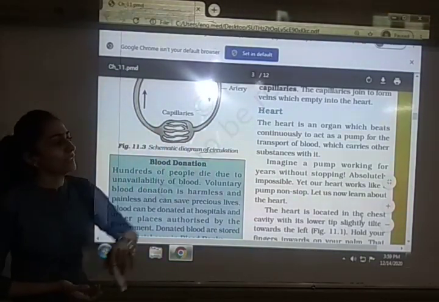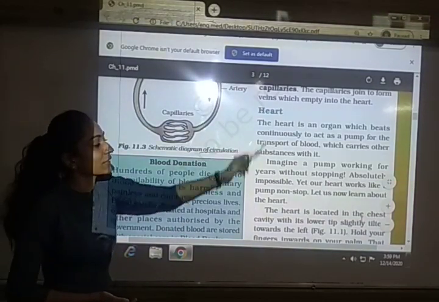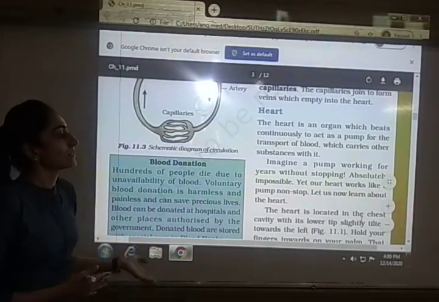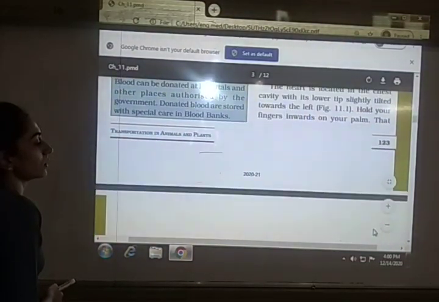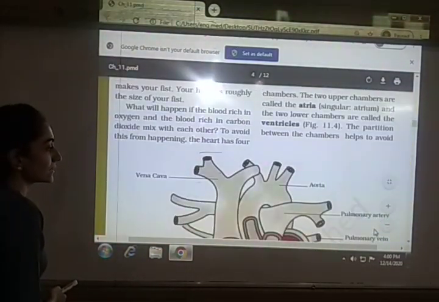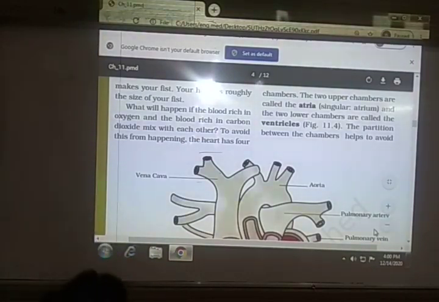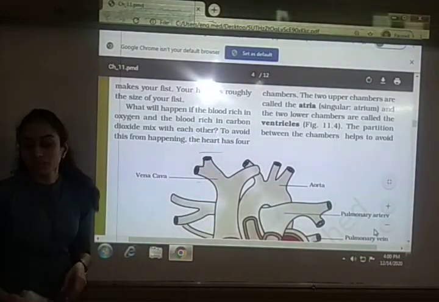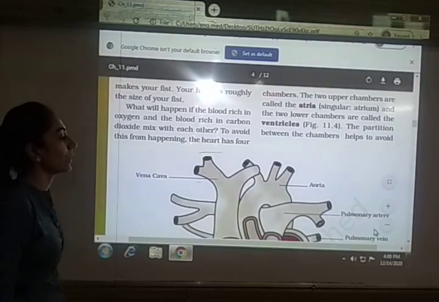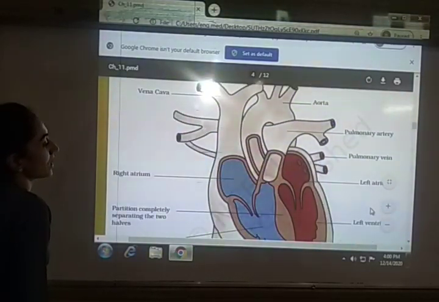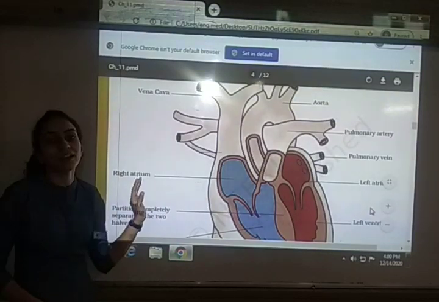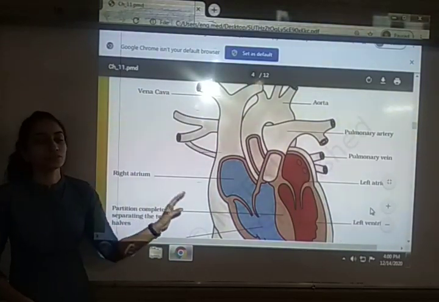Then after, we had seen another part of the circulatory system, that is the heart. What is the function of the heart? We had seen that it pumps the blood to the rest of the body parts, and it is a continuous pump which works throughout our life. We had also seen the diagram of the heart. This diagram you have to remember, this can be asked in your exam. Label the diagram of the heart.